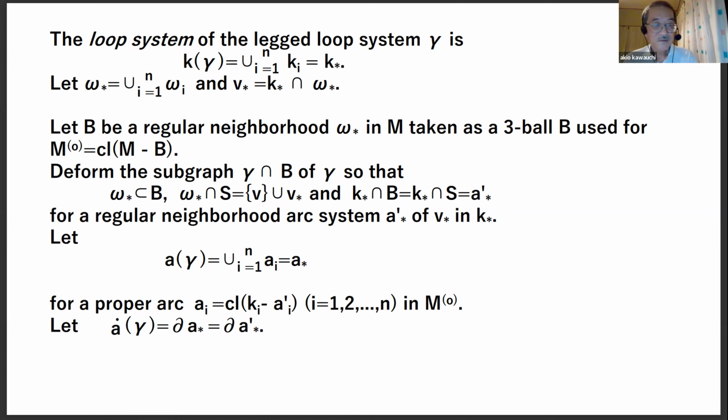So let A gamma be the union of the A I, sometimes denoted by A star. For a proper arc A I, take its complement A I dash in K I. And A dot gamma is the boundary set of points.